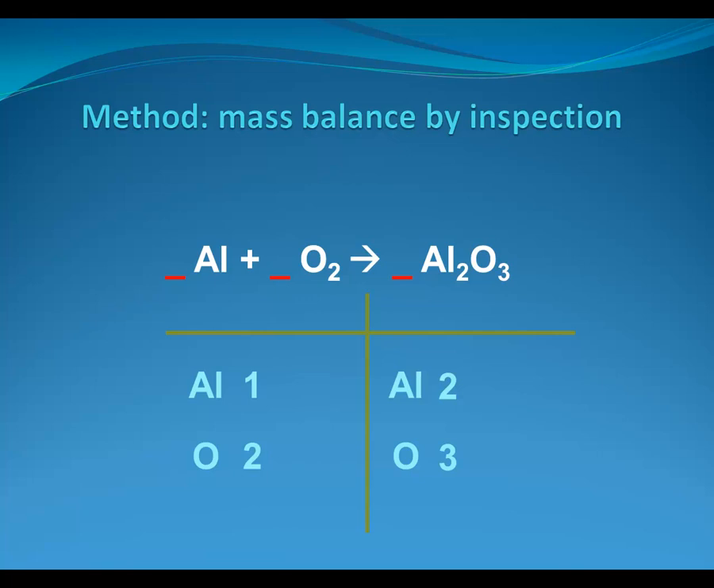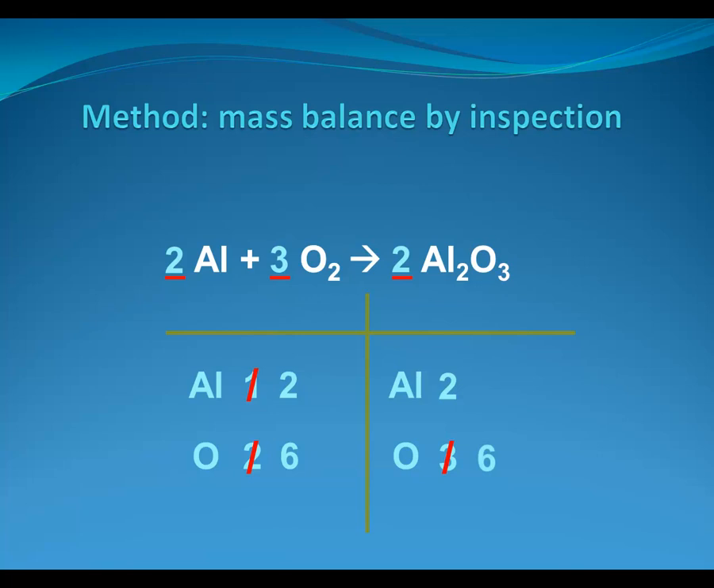Now we'll put in coefficients to balance it. We'll start with aluminum. Let's put a 2 in front of aluminum. That changes the aluminum to 2 on the left and now balances it with the right. How about oxygen? Well, 2 and 3 are both common factors of 6. So let's get 6 oxygens on the left and on the right. To get it on the left, we put a 3 in front of O2. Now we have 6 oxygens total on the left. To get 6 on the right, we put a 2 in front of Al2O3.